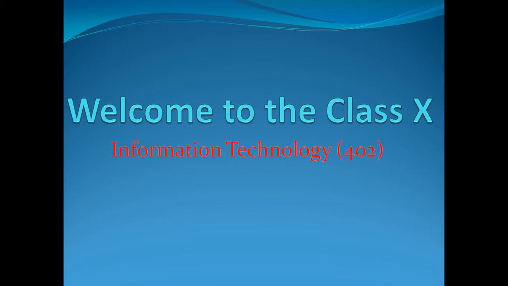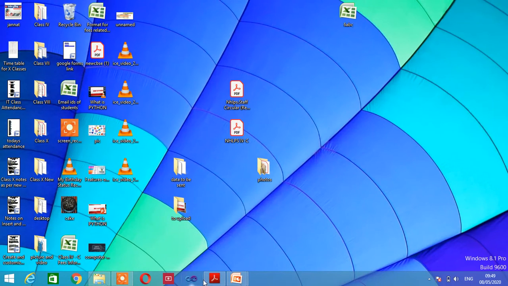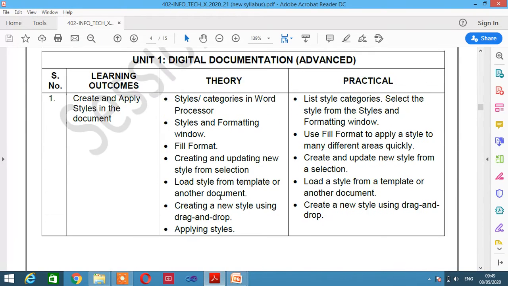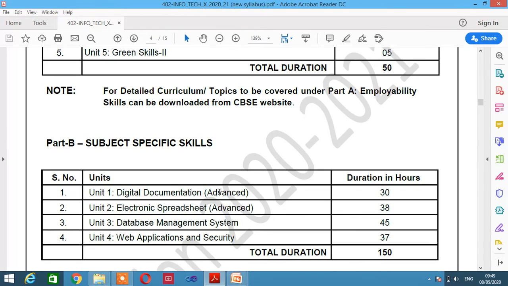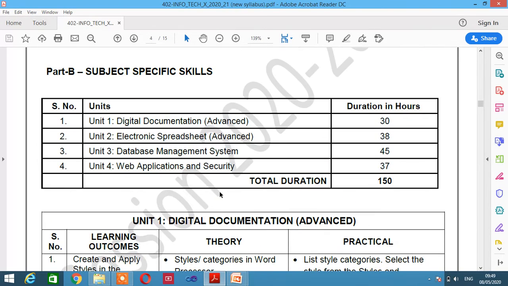So student, as you know that your syllabus has been changed, so first of all we should see the new syllabus. I'm showing you the new syllabus. Here you can see the new syllabus contains 4 parts: part A, part B, part C and part D. So first of all we will learn about part B.